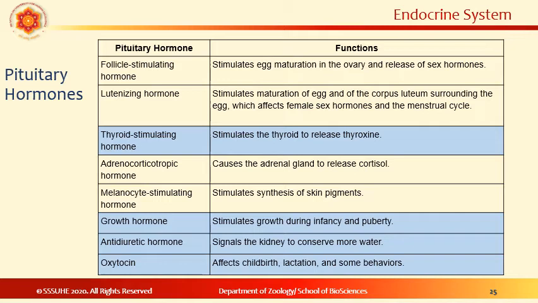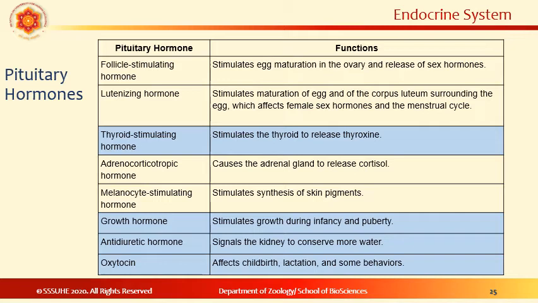The pituitary hormones are listed here. The follicle stimulating hormone is important in ovary function. Luteinizing hormone is important in the maturation of the egg and the menstrual cycle. Thyroid stimulating hormone is important to stimulate thyroxine from the thyroid gland. ACTH is acting on the adrenal gland to release cortisol.